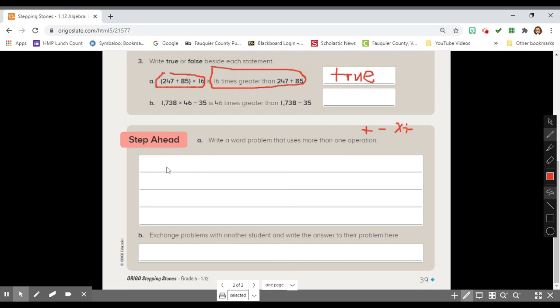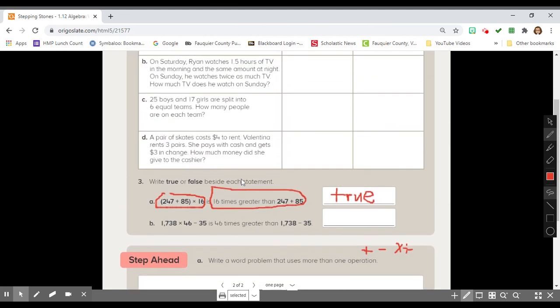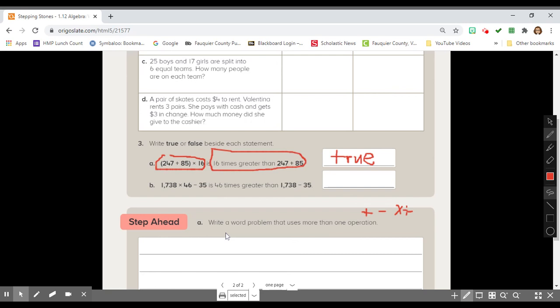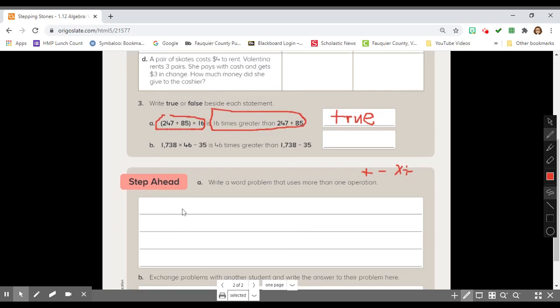I see a lot of people turning these in and they're just writing an equation. I would say 75% of you, I would say 90% of you just wrote an equation. If you're just writing numbers in here, that's not a story problem. That's an equation. You need to write a little story. 25 boys had 17 girls that are split into 6 equal teams. That's a story problem. Somebody has to figure it out. You're trying to get them to do math to figure out your story problem.